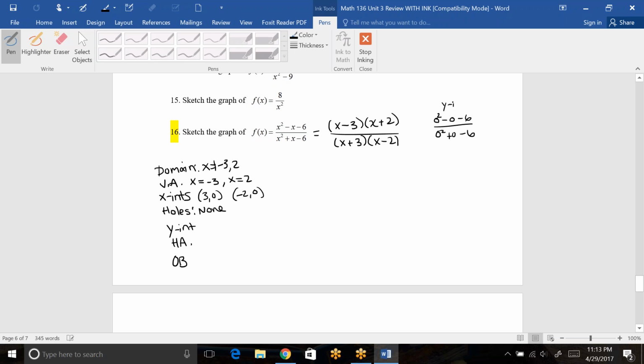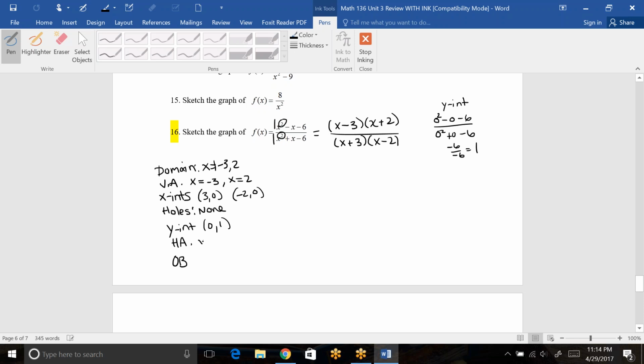So this is how we find the y-intercept. That's just -6 over -6, so that's +1. So we do have a y-intercept. And then remember, to figure out your horizontal versus oblique, you look at the highest power of the original problem. Since they are matching, it is horizontal, and it is always the numbers in leading spots.